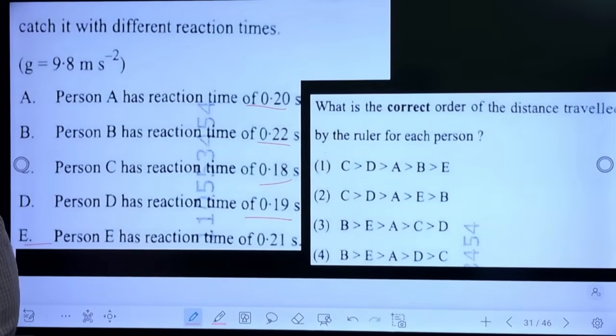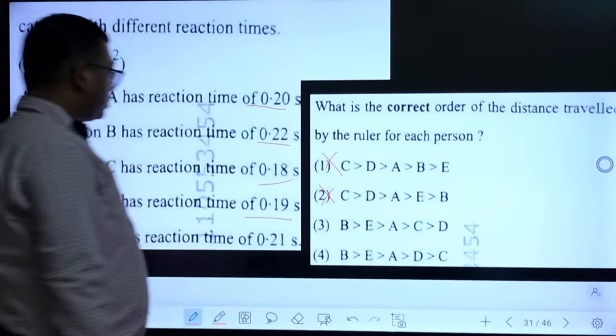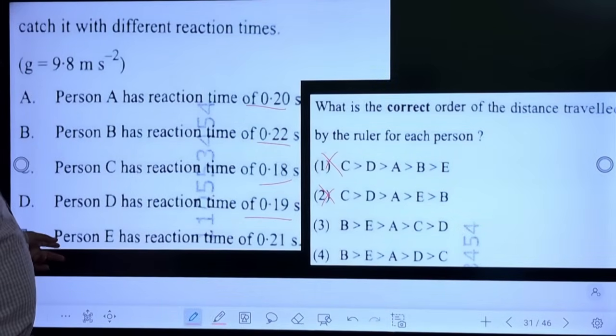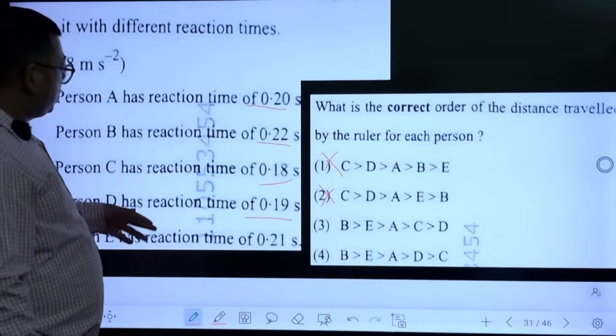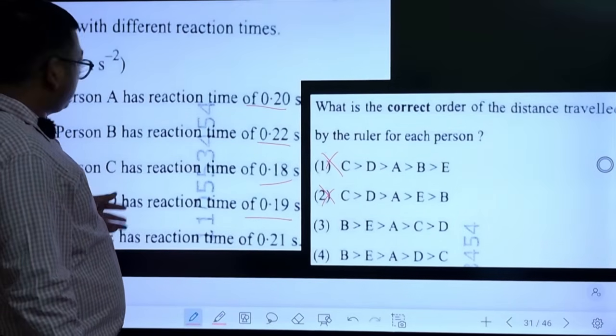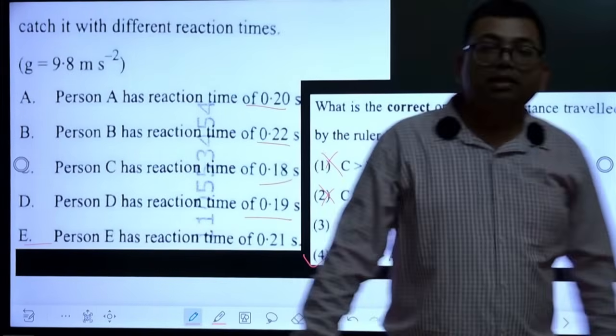So first, which will come? B will come. So these options are gone. After B, E will come. After E, A will come. After A, D will come, and C is the last. So the option is 4. Fourth is the correct option. Right? Let us move next.